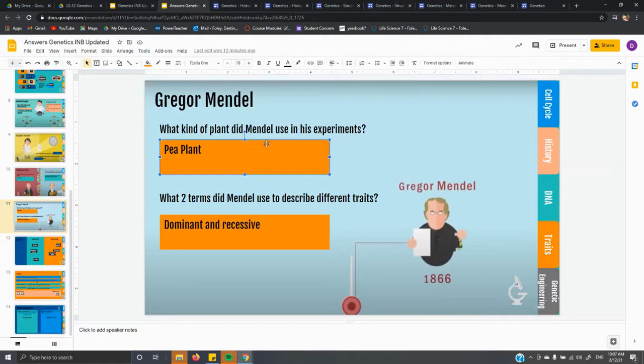They're great. What kind of plant did Mendel use? Mendel used a pea plant. And the terms that he used to describe these traits we still use today. There are dominant traits and there are recessive traits. Dominant traits cover up the recessive trait, and recessive means that you need two of those genes in order for it to show. There are lots of dominant and recessive traits, and we'll talk more about those in a minute.